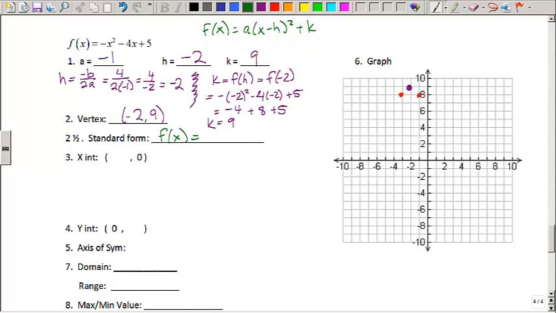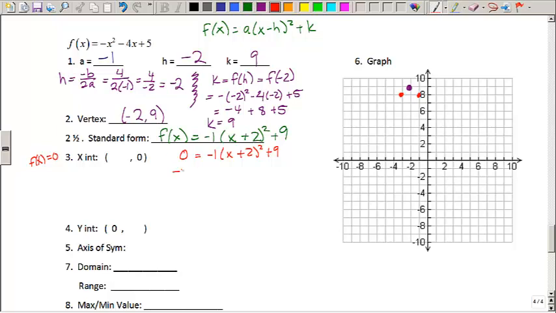F of x equals a, but my a is -1. X minus h, but my h is -2. So minus a -2 is really +2 squared plus k, which is 9. Notice the inside of the parentheses changes sign, although the outside does not change its sign. Why was this helpful? Well, when I find the x-intercept, I'm setting f of x equal to 0. It's easier to find f of x is equal to 0 when it's already written in standard form.